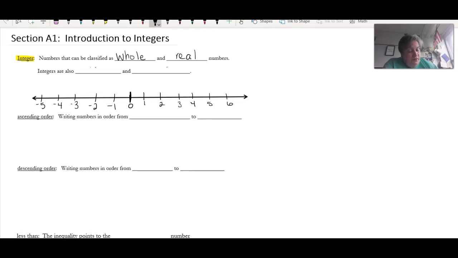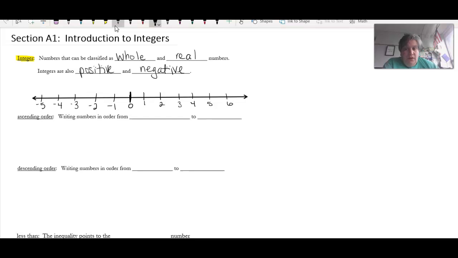As you proceed through high school math, you'll get to Algebra 2. And in Algebra 2, we'll actually talk about numbers that aren't real numbers. They're called imaginary numbers. But for now, we just know that an integer is also classified as a whole number and a real number. Integers are positive and negative.